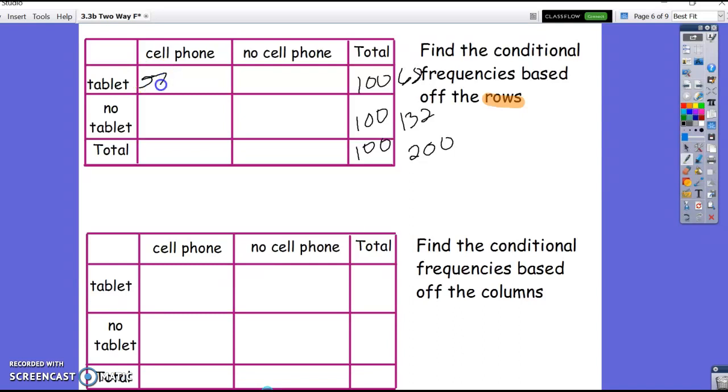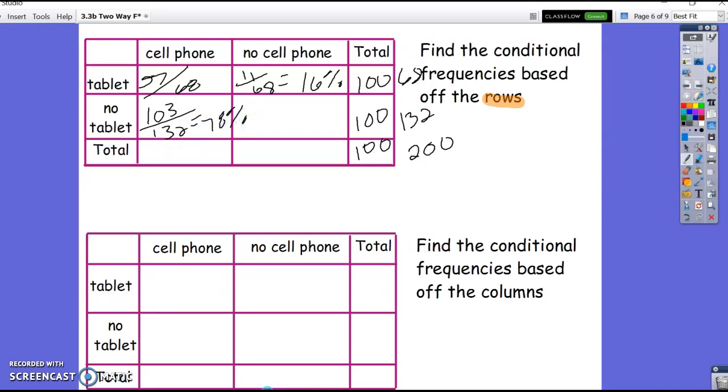So we're going to do the same thing. We're going to take 57, but this time we're going to divide it by the row total of 68, and that will leave us with 84%. Here we're going to take that number, 11 students had a tablet and no cell phone, divide it by that row total of 68, and that's going to leave us with 16%. Okay, let's do one more. The people who had no tablet and a cell phone, well, there were 103 students, and we're basing this percentage off the row total, 132. Well, that will leave us with 78%.